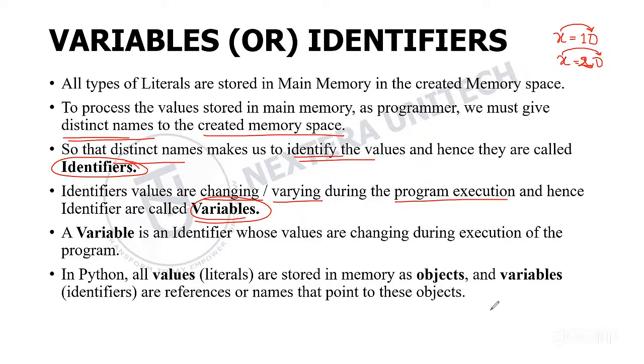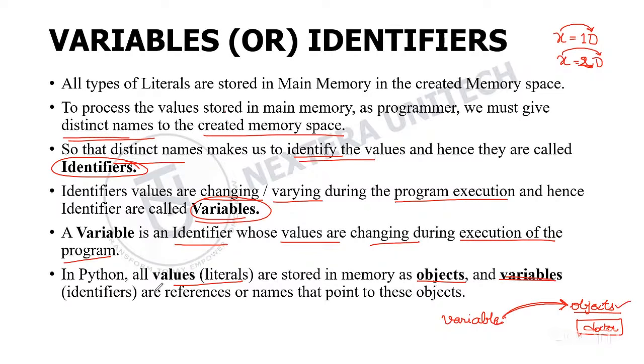So what happens is, your variable consists of the reference to your objects which contain your data. Objects store your data and the values, and your variables will store the reference which will point to these objects. So variables are just the identifiers whose values are changing during execution of the program. In Python, all values or literals are stored in memory as objects, and these variables are the references or names that point to these objects. So the objects store the main data like 10, 20, and the variable, that is x here, will store the reference to these objects which contain the data.